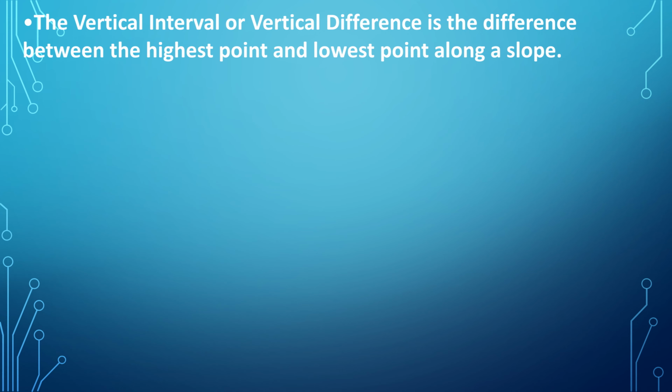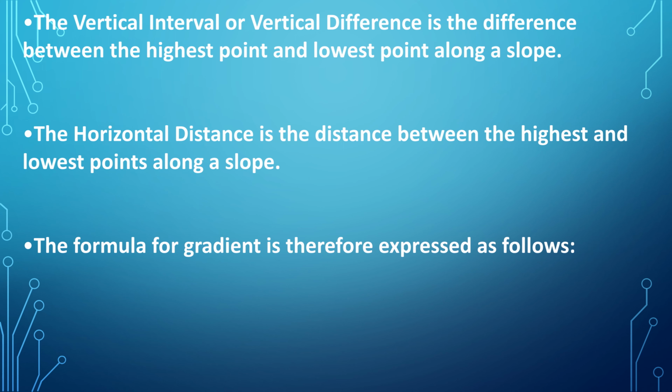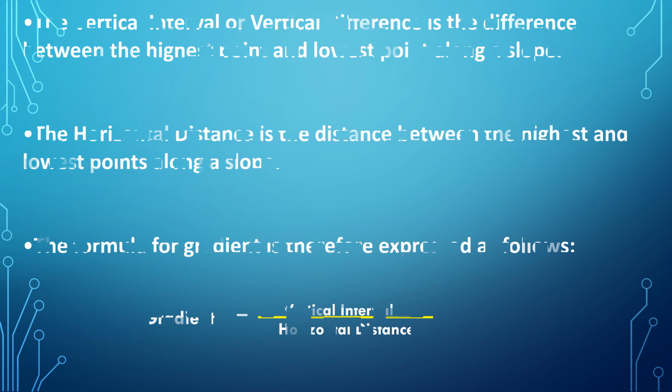So, the vertical interval or vertical difference is the difference between the highest point and the lowest point along the slope. The horizontal distance is the distance between the highest and lowest points along the slope. And here is the formula for finding gradient, which is gradient equals vertical difference, or as we also call it, vertical interval, all over horizontal distance.